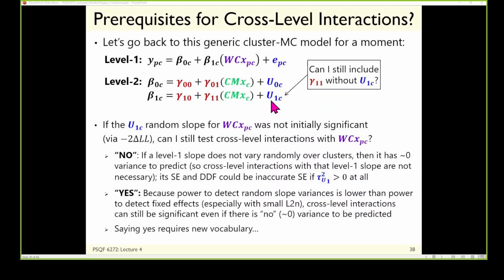We'll explain that one. But if I added within cluster X2, and I have an interaction with that, that doesn't have a random slope in the model, it would have to come out of E. The random slope came out of E in the first place, so it's still buried in there.